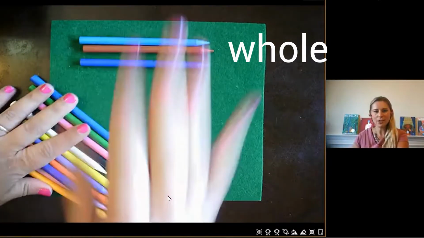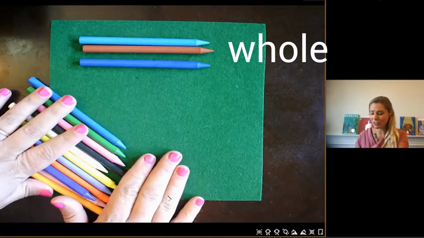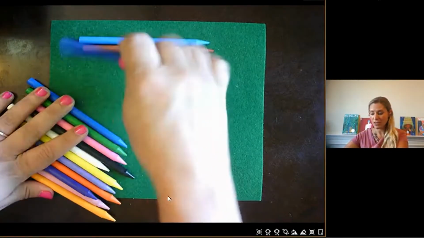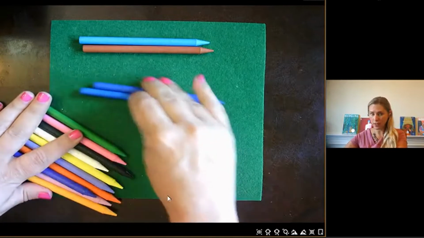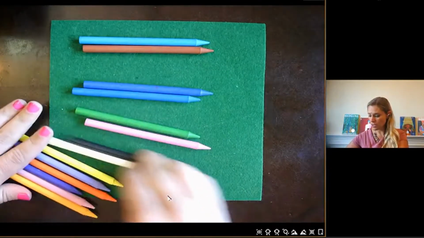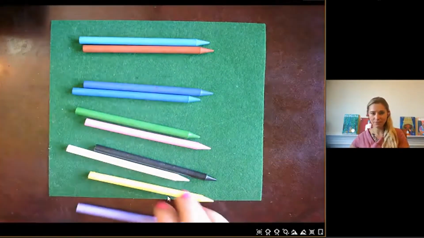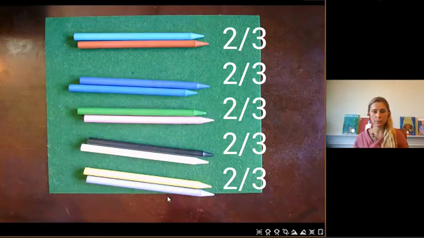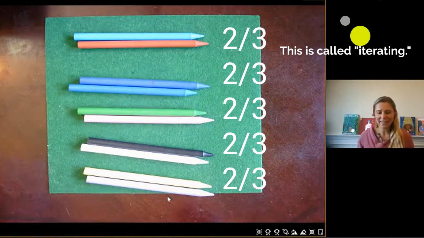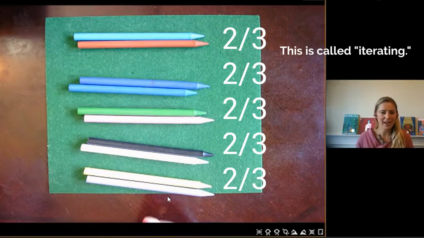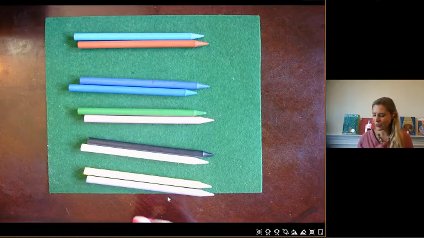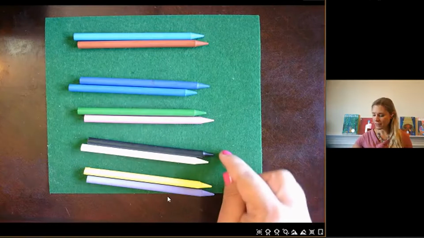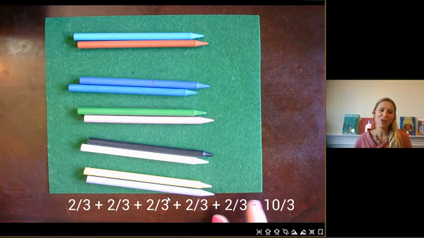Now what we're trying to solve is 5 times 2/3. So I need 5 sets of 2/3. So there's a set of 2/3. That's 1, 2, 3, 4, 5. Here are 5 sets, or 5 groups, of 2/3. Now I can just count up all of the thirds that I have to determine what my answer is going to be. So I have 1, 2, 3, 4, 5, 6, 7, 8, 9, 10 thirds.